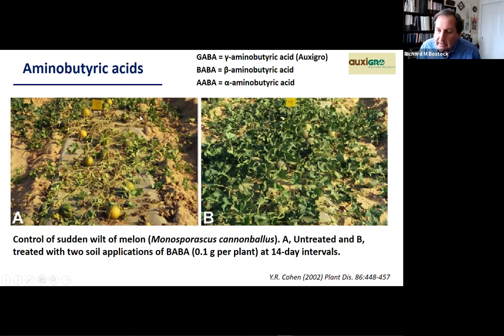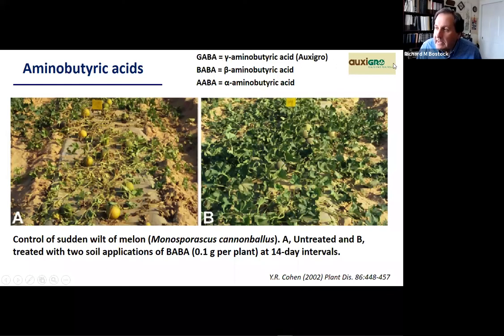what it can do in controlling sudden wilt of melon. This is from an old paper. A colleague of mine that I worked with a little bit. And you can see an untreated plot versus a plot that was treated with 2 soil applications at 14-day intervals. And so they look pretty well. So BABA seems to be, well, you don't see it here, but it's the most potent, it seems, of the 3.